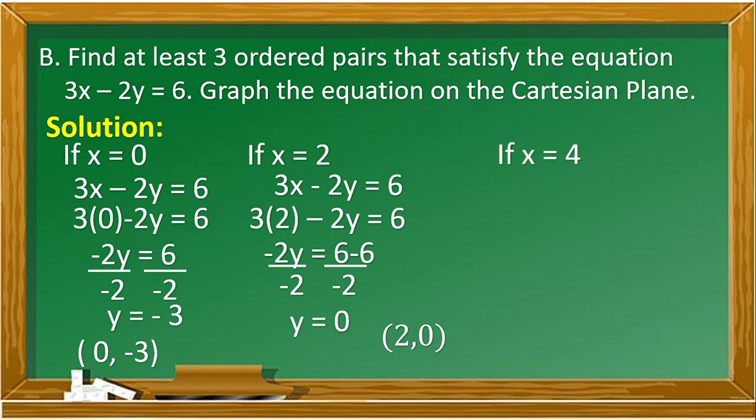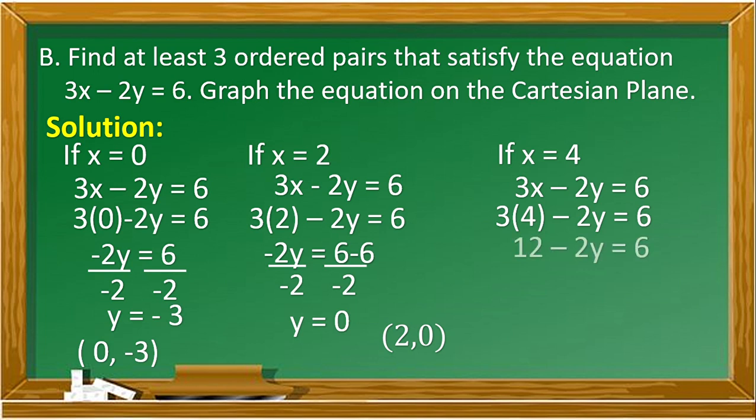Next, if x = 4, then 3x - 2y = 6. So let's substitute the value of x by 4. We have 3 times 4 - 2y = 6. So 3 times 4 is 12, minus 2y is equal to 6. Next, by applying additive inverse, for positive 12, that is -12, we have now -2y = 6 - 12. So let's bring down -2y, and 6 - 12 is -6.